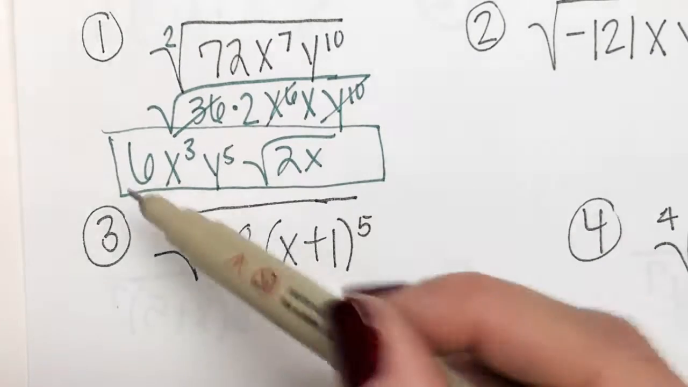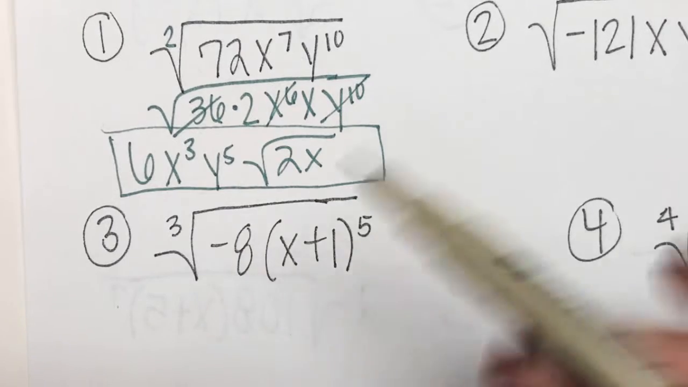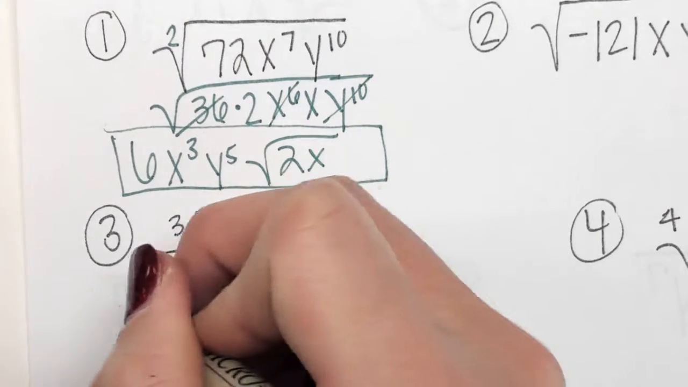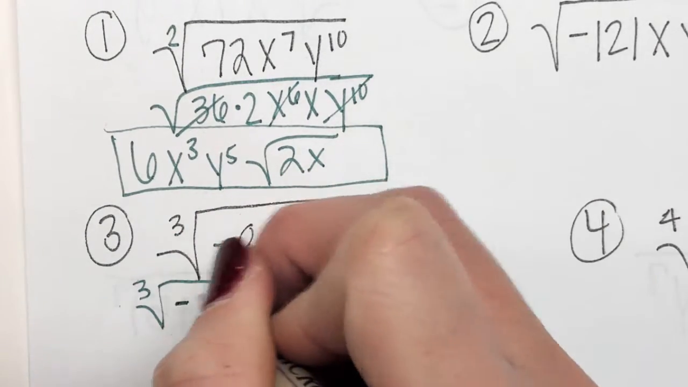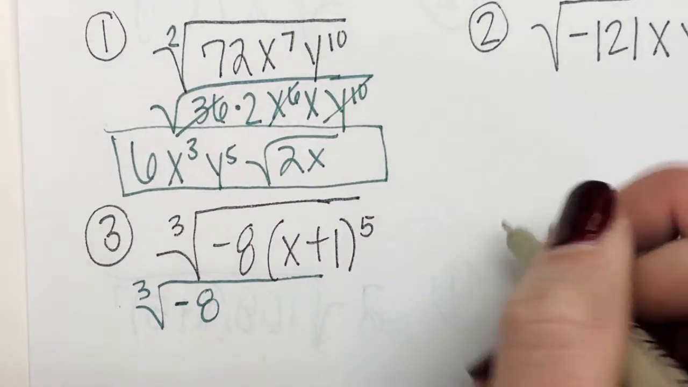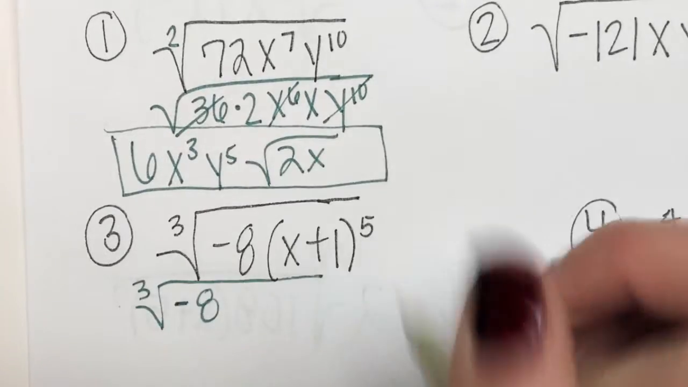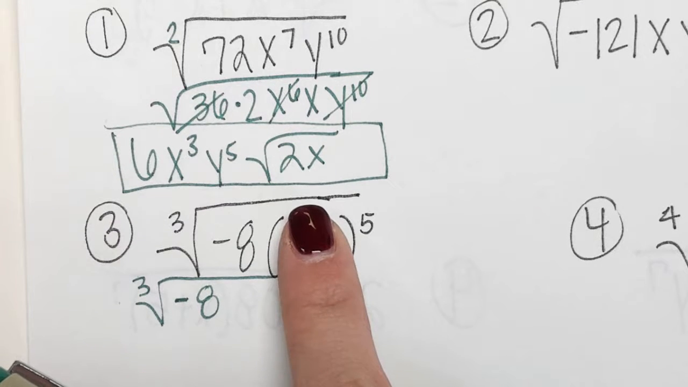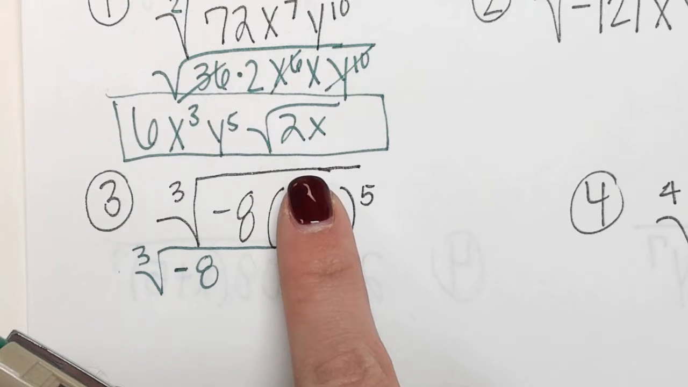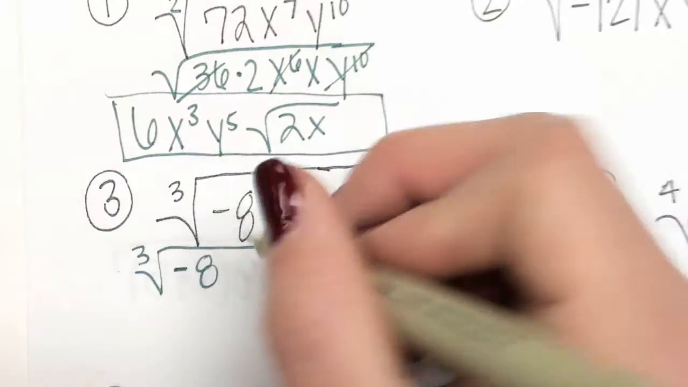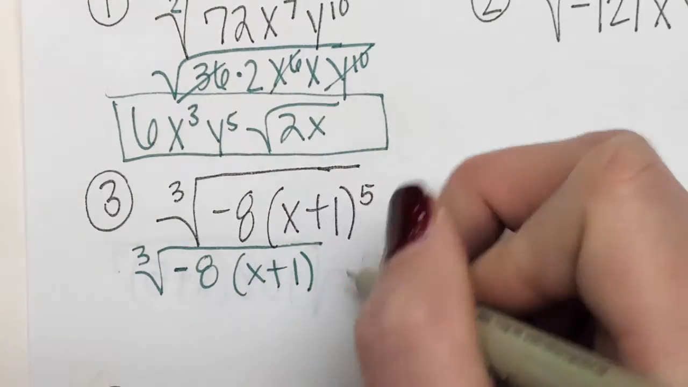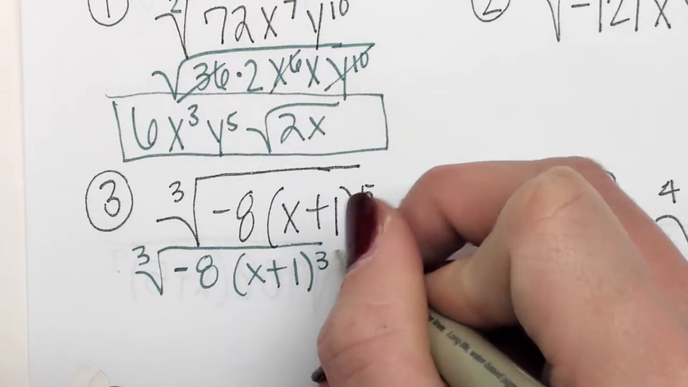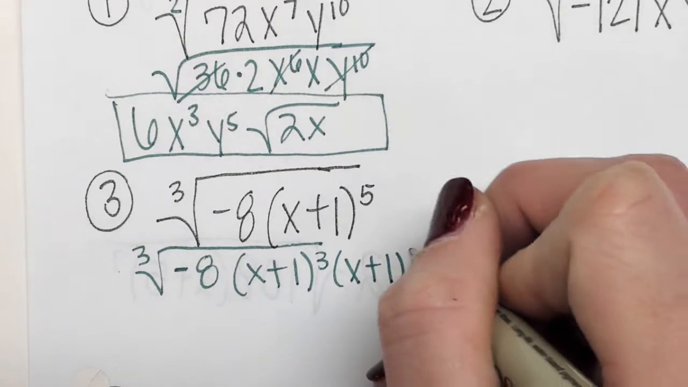Alright, next. Cube root of -8. Let's break up what we have to. Is 8 a perfect cube? Yes. I don't have to change it then. Don't let these parentheses fool you. I'm just looking at the exponent. Can 3 go into 5? No. But 3 can go into what number less than 5? 3. Yes, so I'll break this up as x plus 1 to the 3rd and x plus 1 to the 2nd. Good.